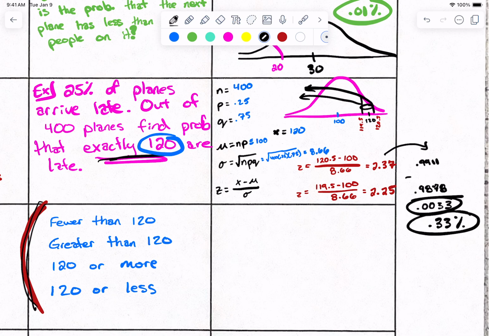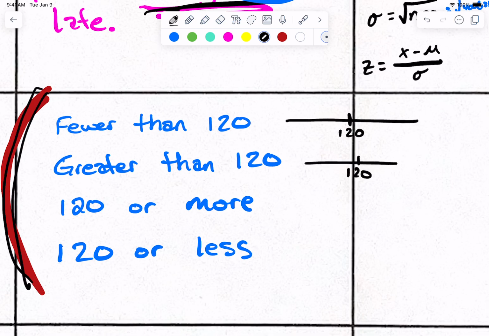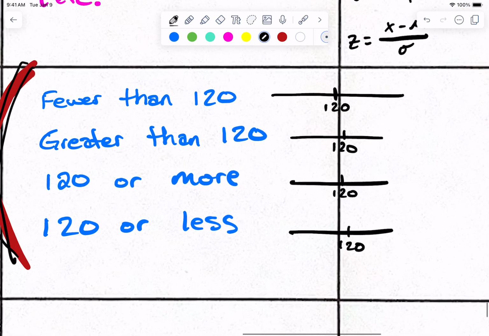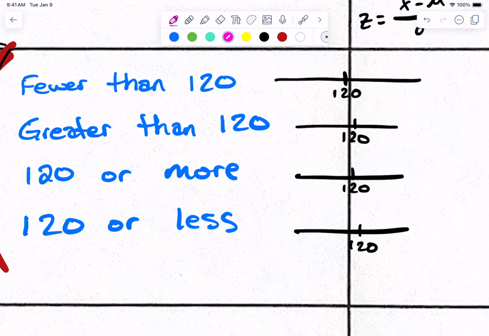All right. Anything else with that problem? Let's say instead I say fewer than 120. We're not going to do this whole thing, but 120 would be here, 120 would be here, 120 would be here, 120 would be here. Let's figure out what number you would use. Okay? If I say strictly fewer, have you guys written this down?